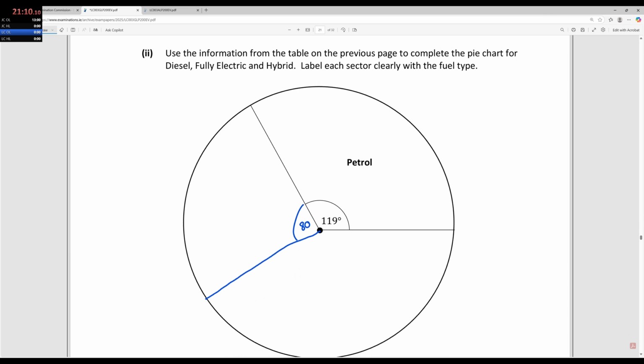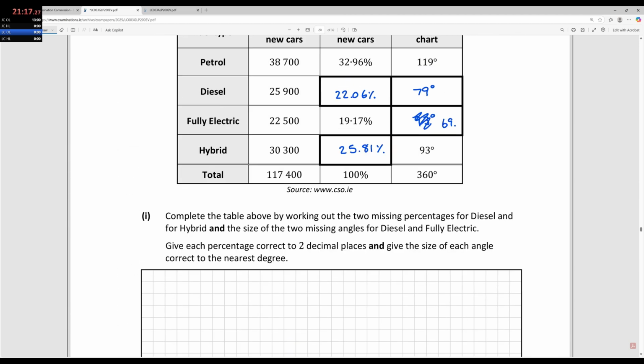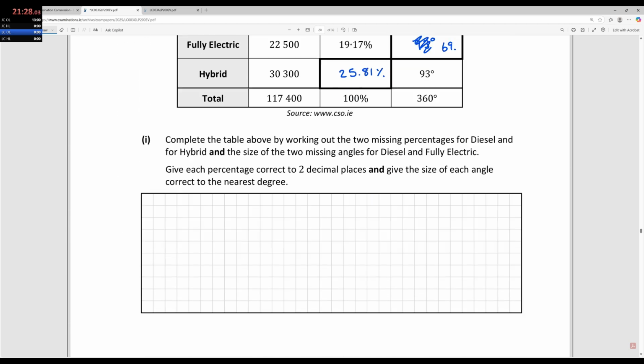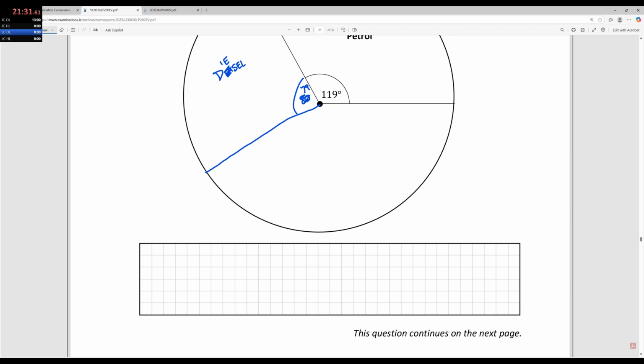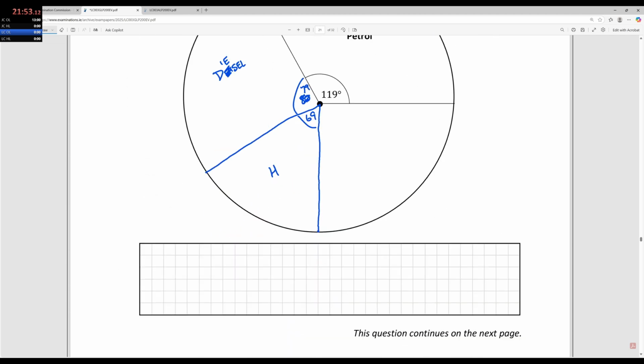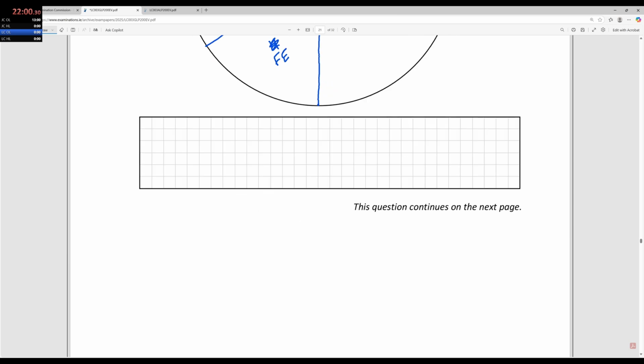And I do diesel. It wasn't 80 though, was it? It was 79. And it's diesel. 69 for fully electric. So 69 would be like 70 degrees. We say that's 200, so 270. Okay, so it should be close enough to straight down. 69, and that was hybrid. And then the last one would be, oh no, that's fully electric. Sorry, my bad. Fully electric. And then this one is hybrid with its 93. Now, that one's going to be slightly off. I can't do anything with that, I suppose.